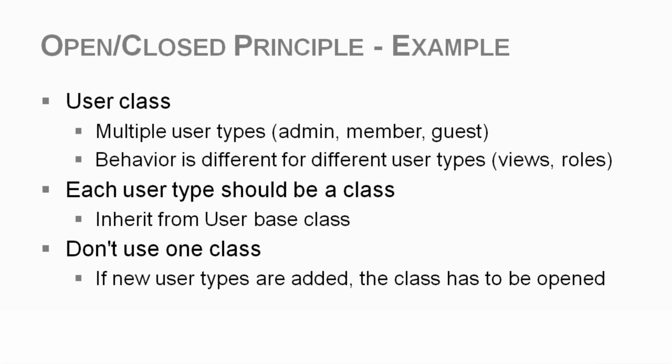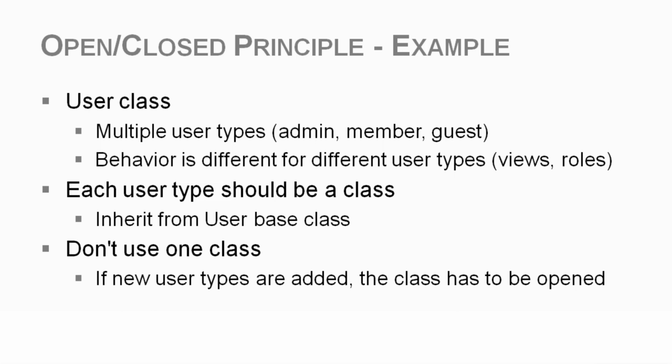So we're going to have our user class, and this is one of those don't do's. And the user class supports multiple user types. There's an admin user, member user, and guest user. And you can imagine there's going to be a public property or something like that to set the user class type. And the behavior, of course, is going to be a little bit different for each type of user. They may support different views, they may have different roles or permissions, but it'll be a little bit different depending upon the type of user.